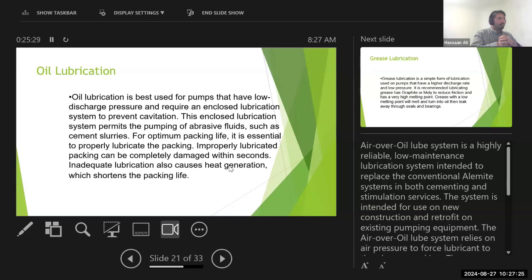One of the downsides of oil lubrication is that if there is any contamination in the oil, that contamination will go inside your packing and it can actually damage your packing within seconds. The contamination will cause abrasiveness, it will hurt and damage the packing, and it will cause heat generation, which will shorten the packing life.